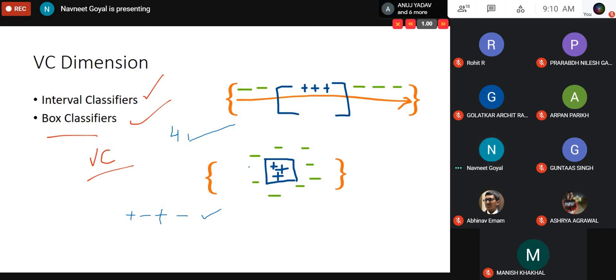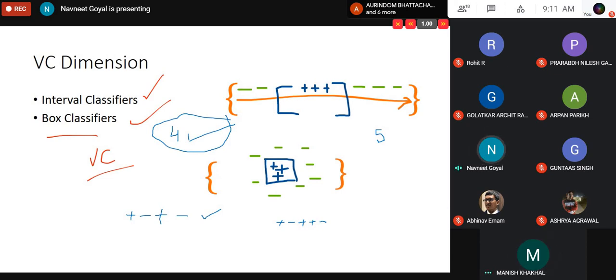All right. So now let me take 5 points. Okay, 4 points we are okay. So I'm assuming that we are good with 4 points. All right. So now let me take 5 points, and two intervals. So let me give you something: plus, minus, plus, plus, minus. Can I shatter this labeling?